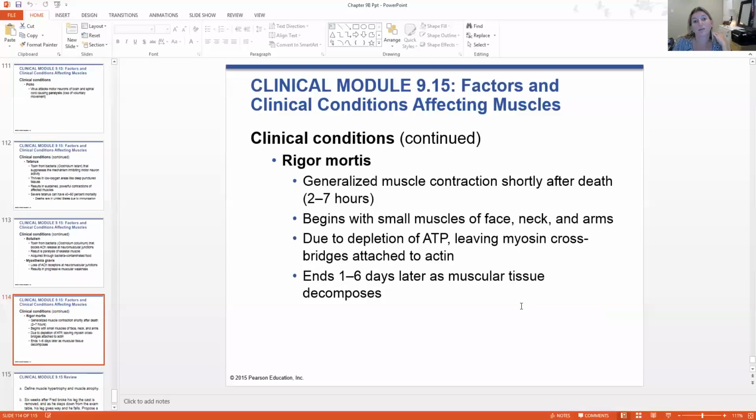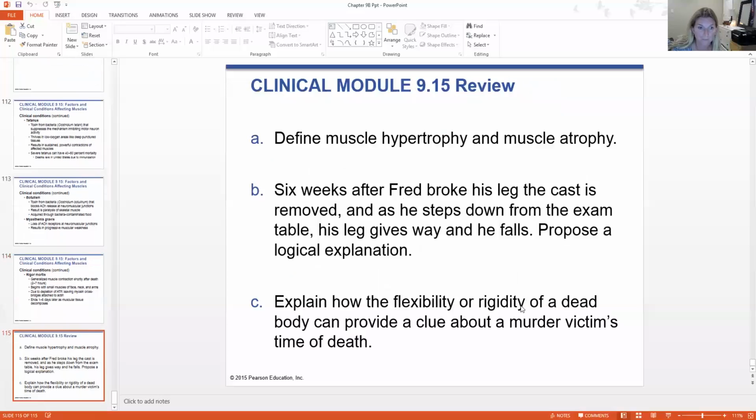It typically ends as the muscular tissue decomposes a couple days after death. But in forensics, it's one of the ways that you can determine time of death by looking at how contracted those muscles are. And this is the last slide. You can go back and answer these 3 questions. Let me know what questions you have about this chapter.